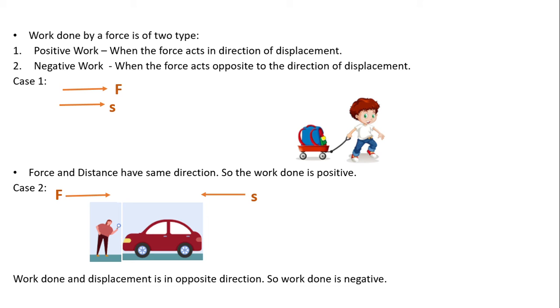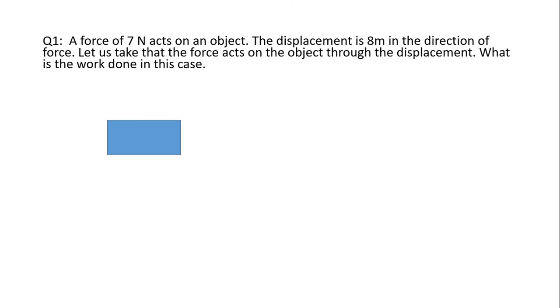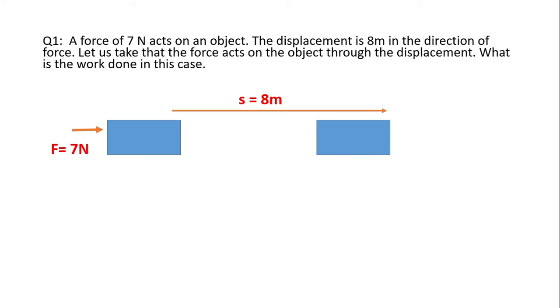Now we will try to solve some numericals. Question 1. A force of 7 Newton acts on an object. The displacement is 8 meters in the direction of the force. Let us take that the force on the object acts throughout the displacement. What is the work done in this case? This is an object, force applied is 7 Newton and the displacement is 8 meters. So we have to calculate the work done.